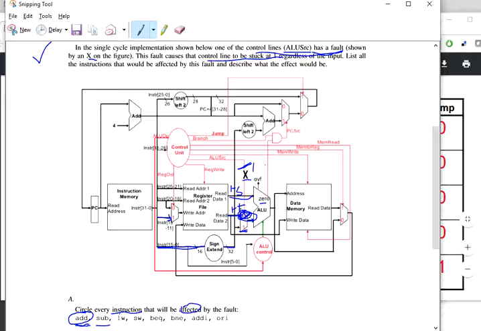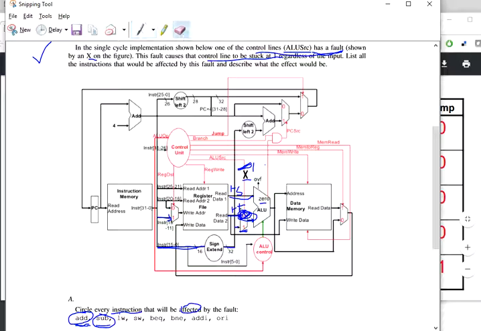Since ALU SRC is giving out 1 to the mux, we're not going to get 0, we're going to get 1. So we are going to want the immediate value, but we don't want that. We want to subtract RT from RS. Therefore sub is also going to be an affected instruction for this fault.